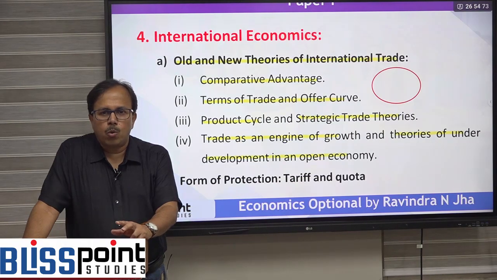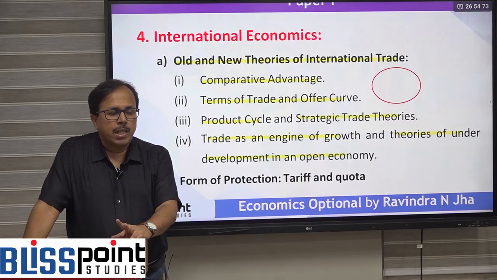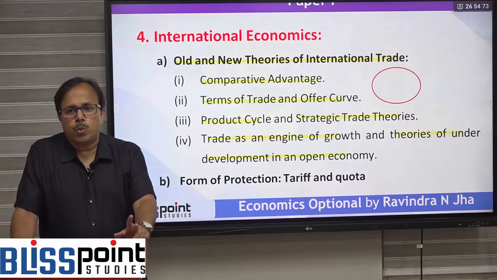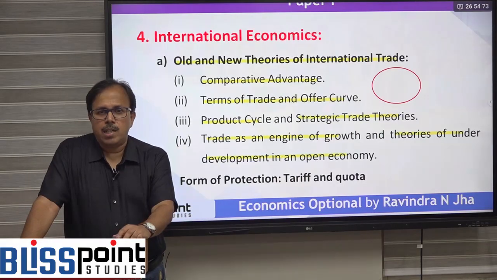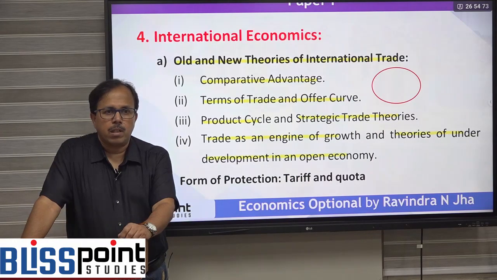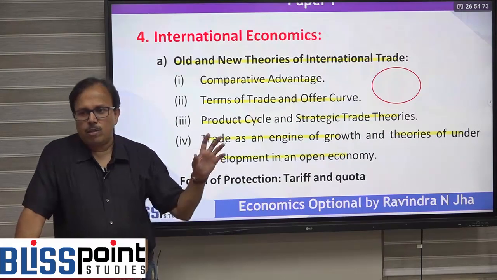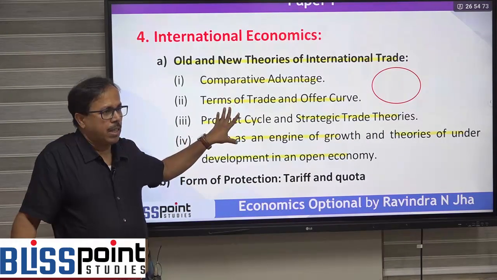All are part of the old theories. New theories are based upon imperfect competition, monopolistic competition. So imperfect competition and the impact on the trade. How trade arises due to internal economies of scale. How trade arises due to external economies of scale. In that case, we consider the case of dumping. What is reciprocal dumping? So those are the topic for first section of the trade theories.